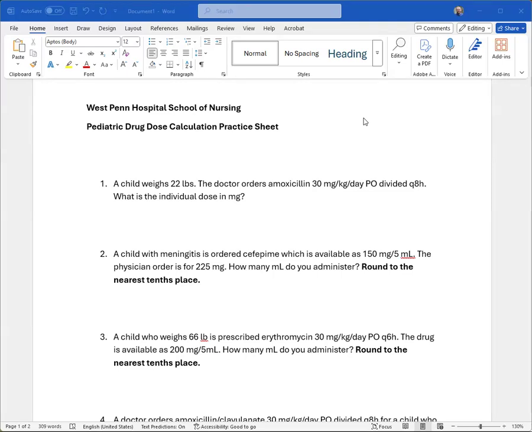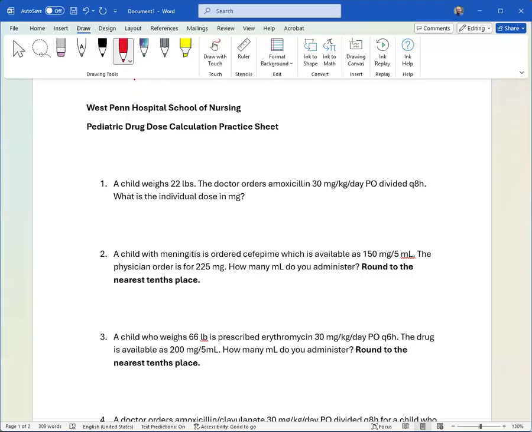All right, so it says a child weighs 22 pounds with an order of 30 milligrams per kilogram per day in divided Q8H. What is the individual dose in milligrams? So what we want to find out is the specific individual dose in milligrams. First I want to understand what Q8H means. That means we're going to get this in 3 doses. So this is the total per day, so I need to divide this by 3.